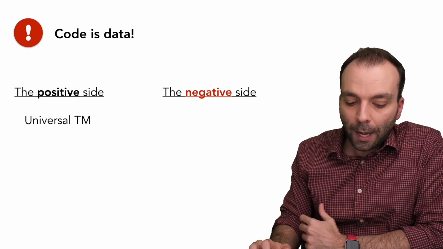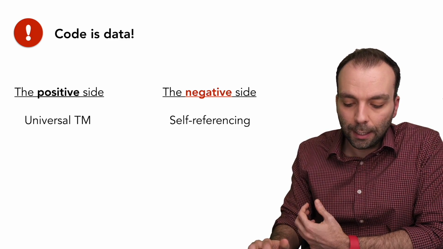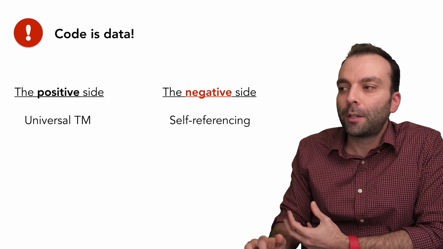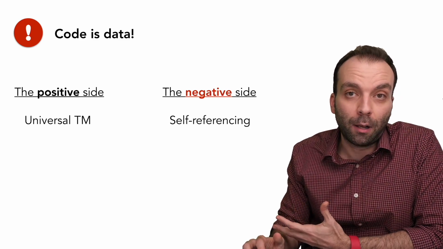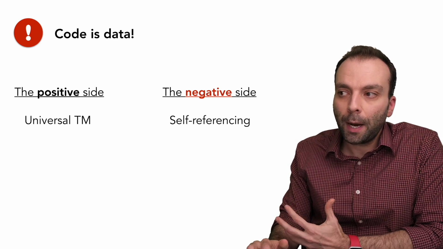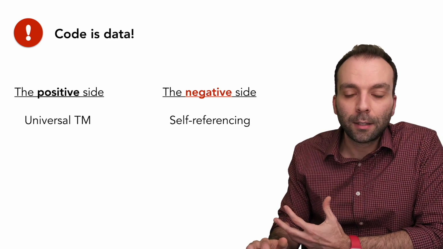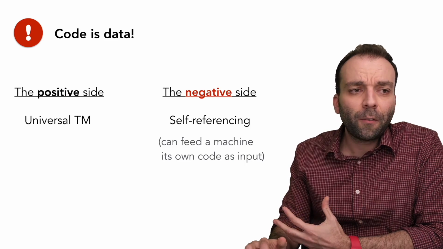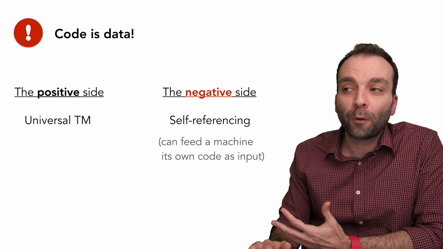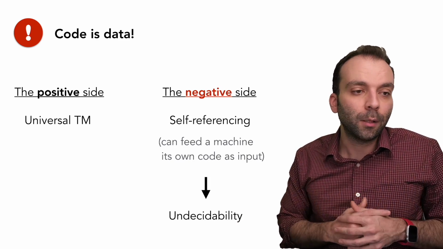On the negative side, the fact that code is data can lead to interesting things. You can do self-referencing things, and you can, for example, feed the source code, the encoding of a machine, as input to itself. That's what I mean by self-referencing. And if you recall, Russell's paradox is about defining a self-referencing set, which breaks mathematics. Similarly, you can define a self-referencing code, which will break computation. The consequence is not that mathematics breaks, but that you can show some problems are actually undecidable, uncomputable.